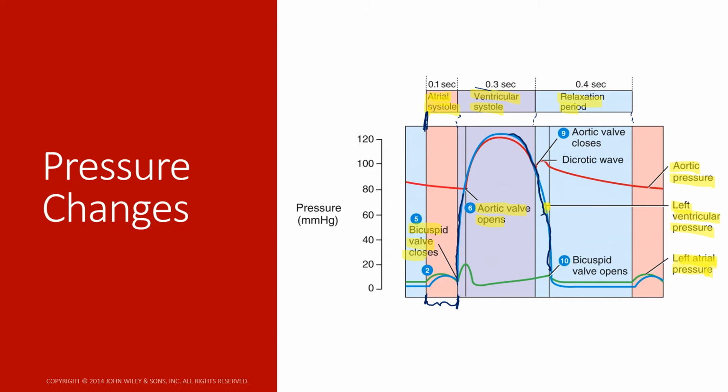until all the blood is out, and we're going to have the aortic valve close there, and then here is where we have that bicuspid valve open again, and we're going to start filling that ventricle up with blood from the atria again. But this is going to be when the ventricles are relaxing, and so they're very relaxed, allowing the blood to come in.